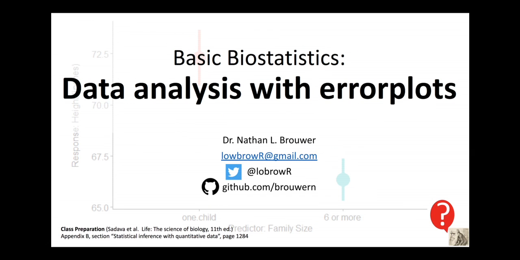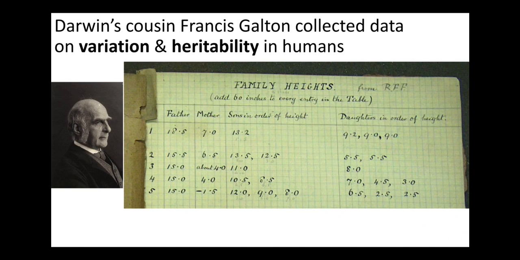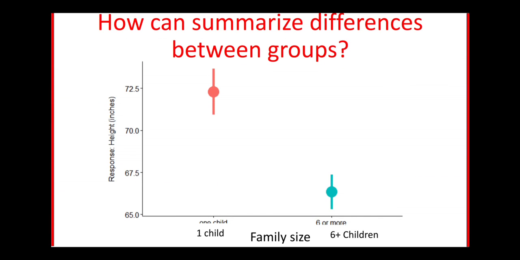In this video, I'll be talking about how to do data analysis with what are called error plots. For this video, as in previous videos, I'll be using data collected by Francis Galton on the variation in human heights between different families. So the question we'll be addressing in this video is how do we summarize differences between groups?